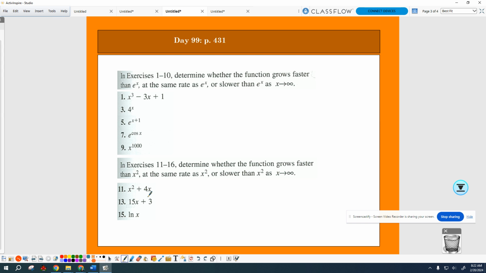That's what the homework looks like. It's asking in the first batch to compare e to the x to these guys. In this one, they're asking you to compare x squared to each of these. I'm not asking you to do L'Hopital's 1,000 times, but reason through that.